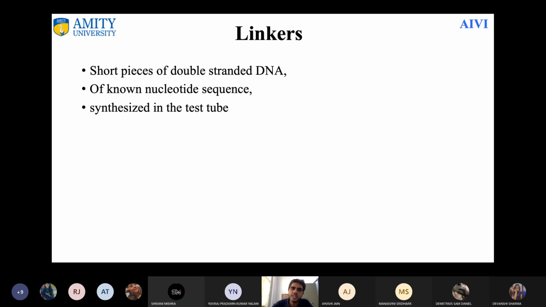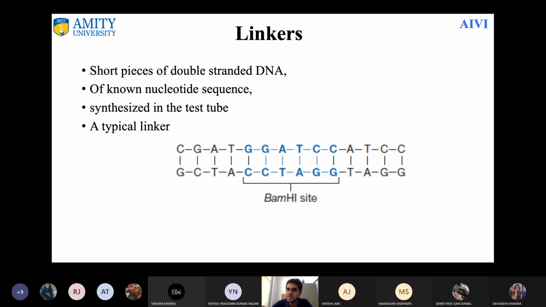So what you can do is take a double-stranded DNA molecule of a known nucleotide sequence that you can synthesize in test tubes, and that will serve as a linker. You can see it is a double-stranded one, and the sequence is known. What is it going to have? It is going to have a BamH1 site. So if you restriction digest this sequence, it is going to produce a sticky end. So this linker you are going to link to your segment.